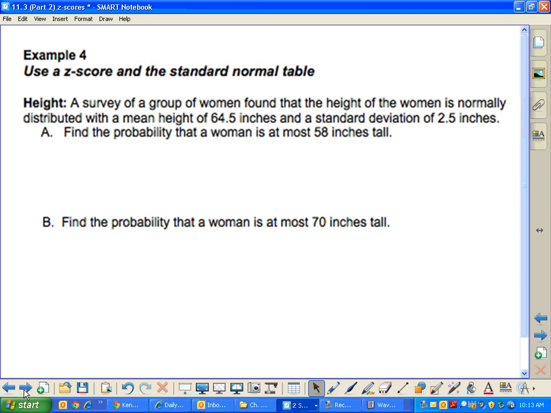In our height problem, keep in mind we are going to use a z-score and the standard normal table, which is the piece of paper you grabbed when you walked in. You've got a little z-score chart. You will be allowed to use it on your test. You can't memorize those decimals, that's for sure. So you'll be allowed to use the z-score chart on your test.